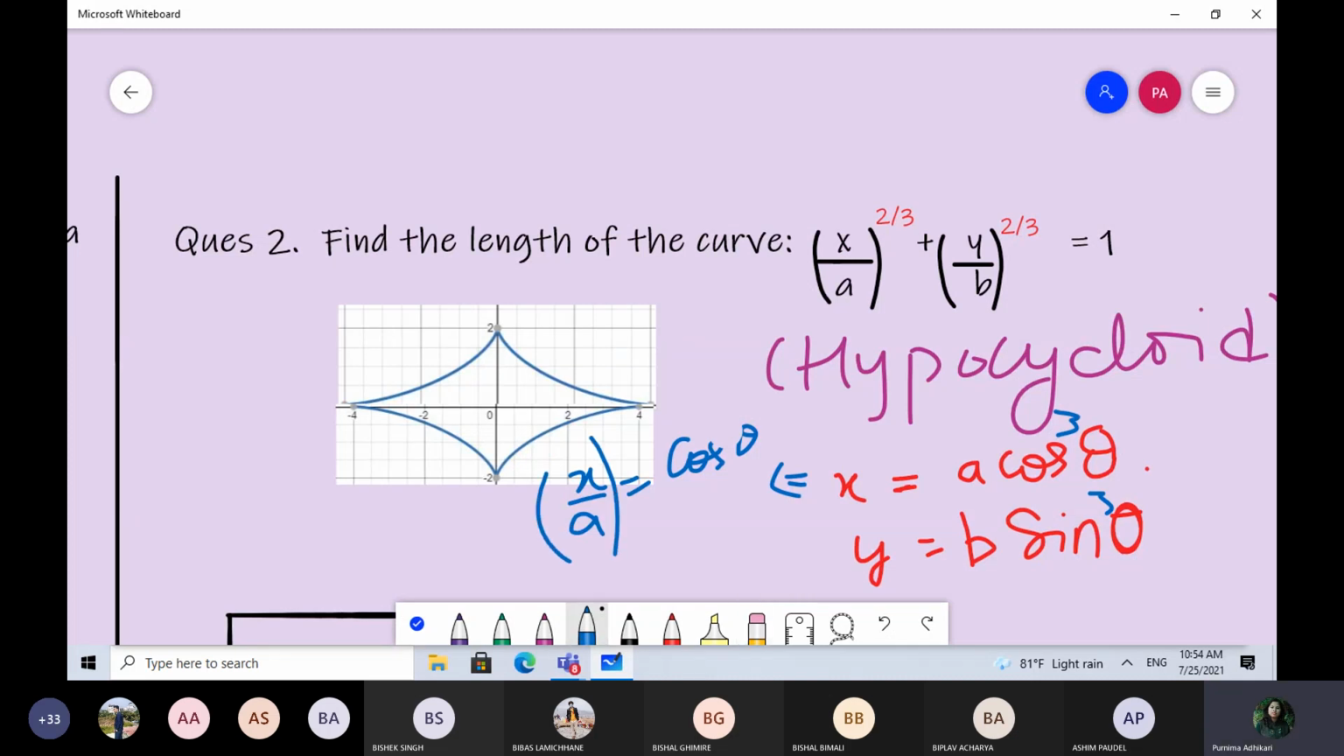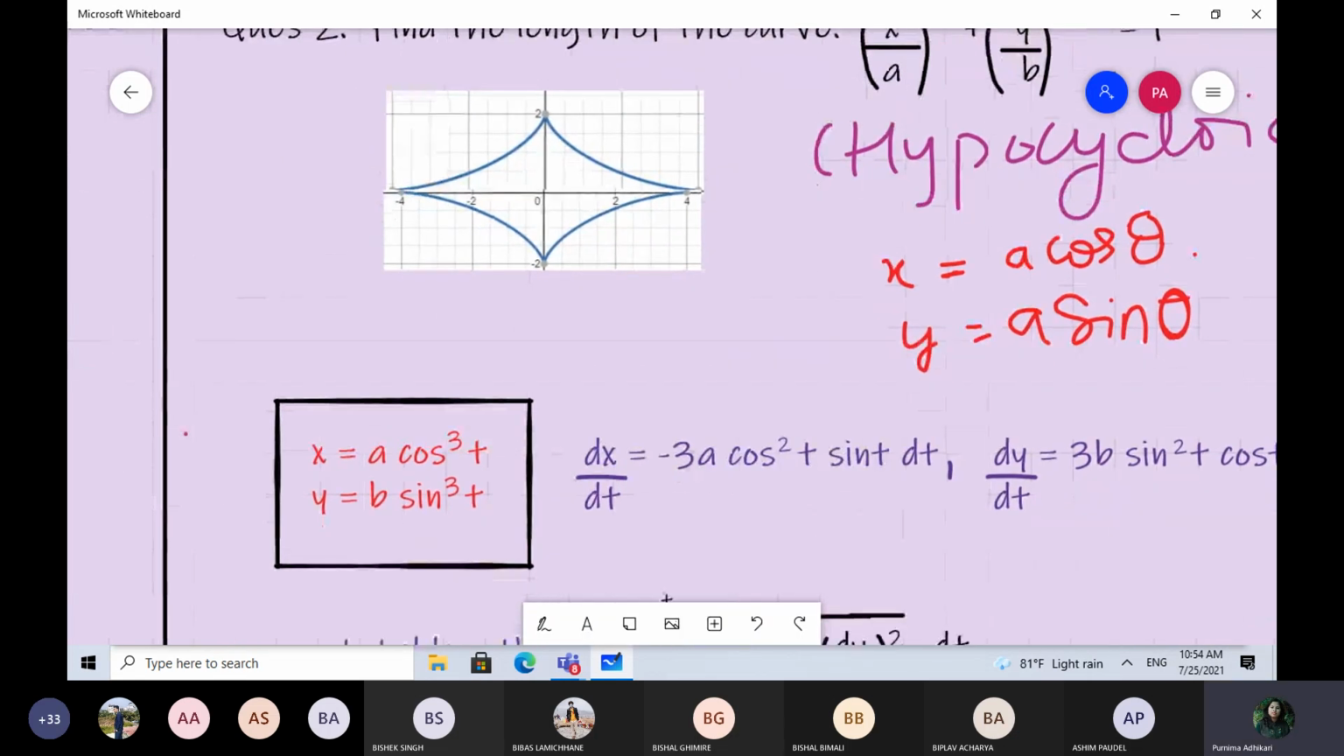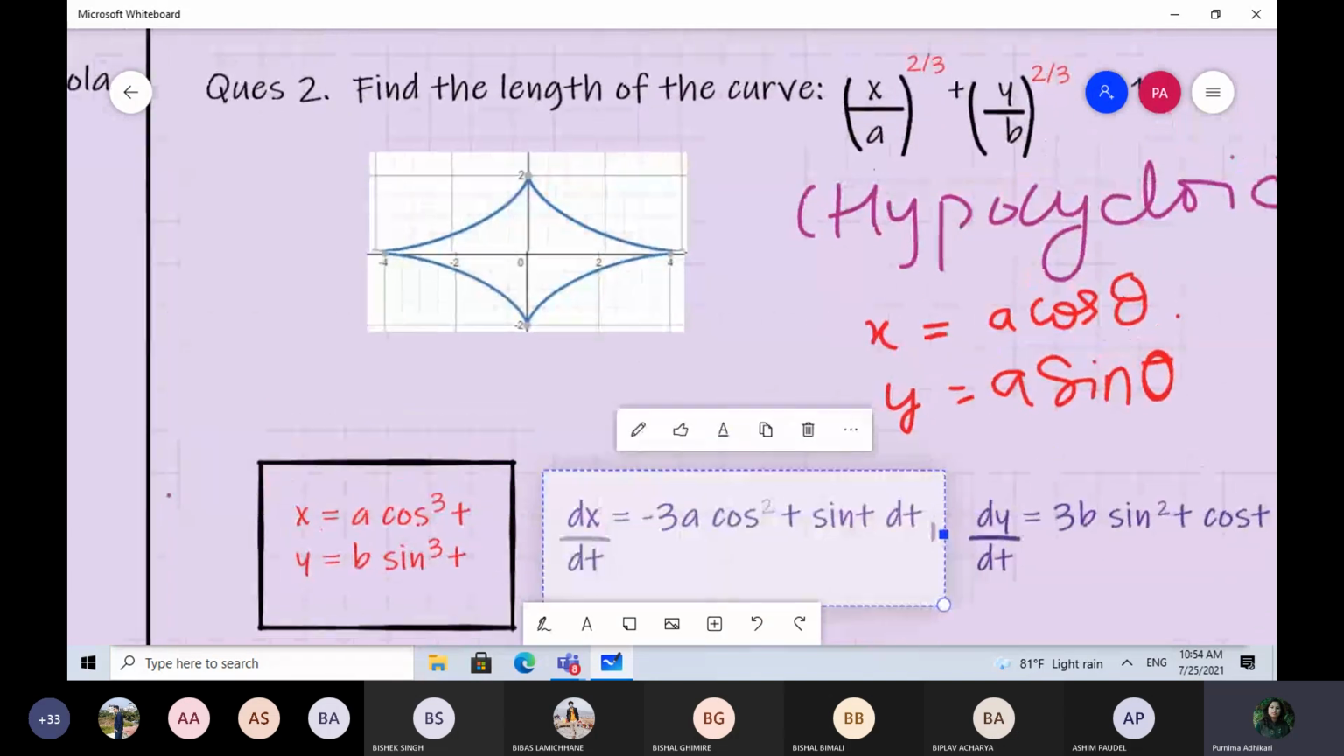When the cube is eliminated, you will get (x by a) to the power 1 by 3, isn't it? That is for cos. For sin, sin theta will be y by b, that's it. Now you square both equations and add, and you will get the hypocycloid. Clearly? Okay. So your equation in parametric form is this.